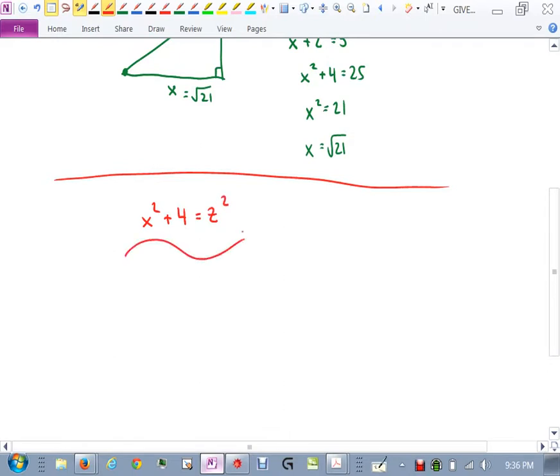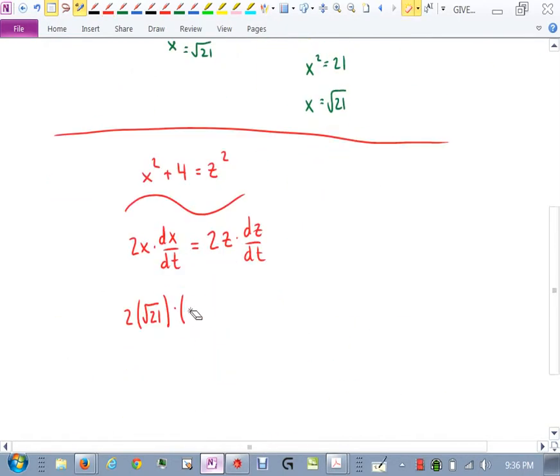And now I can differentiate with respect to time, get 2x dx/dt plus the derivative of 4 is 0, so I don't put anything, and 2z dz/dt. Now, x at the moment in time, so now I'm ready to fix everything, is root 21. dx/dt is how fast the plane's moving, which is 450. Was it 450 or 540? 540. Oops. 540. That must equal 2 times now z at the moment in time is 5. And then dz/dt is what we want to know.